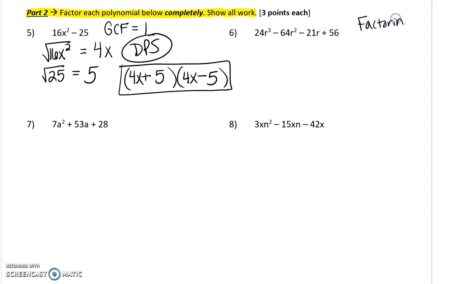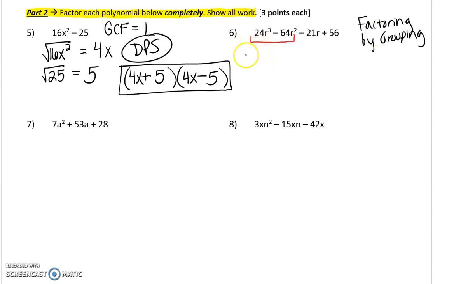But the first thing we want to look for is a GCF that's common to all 4 coefficients. And if you investigate this, you will find that there is not a GCF for 24, 64, 21, and 56. So we are going to jump into factoring by grouping.